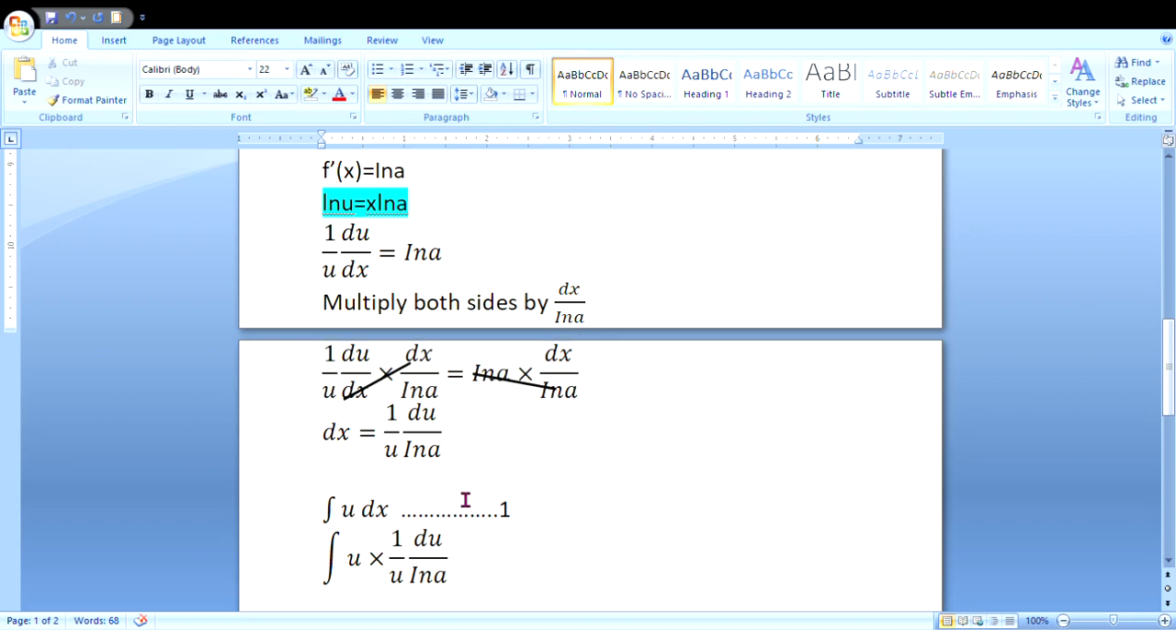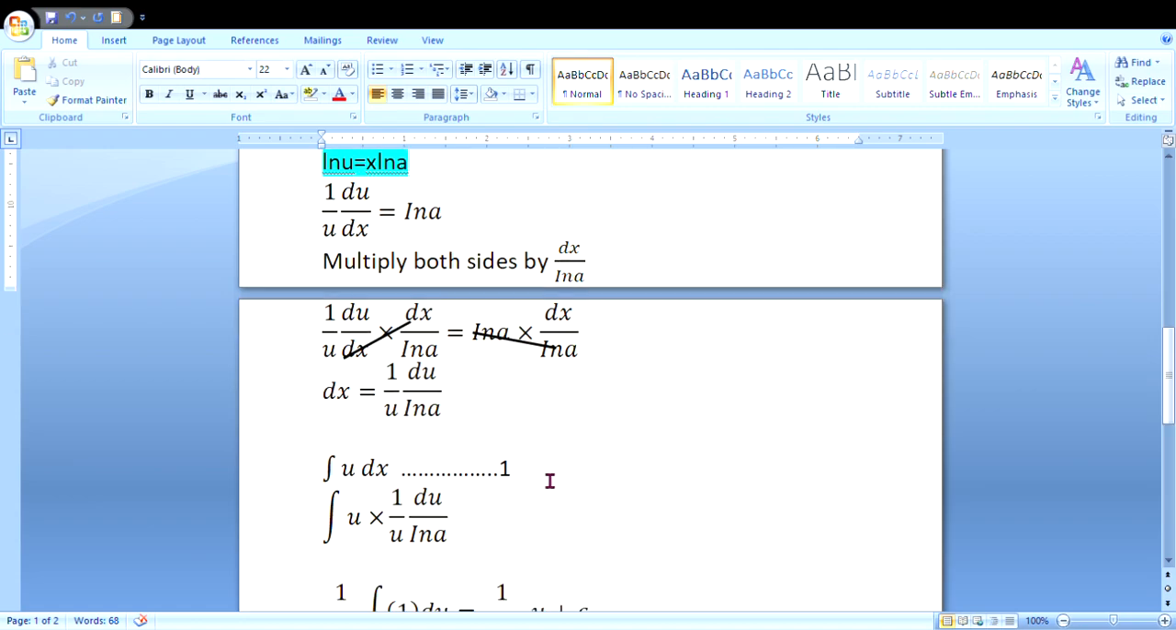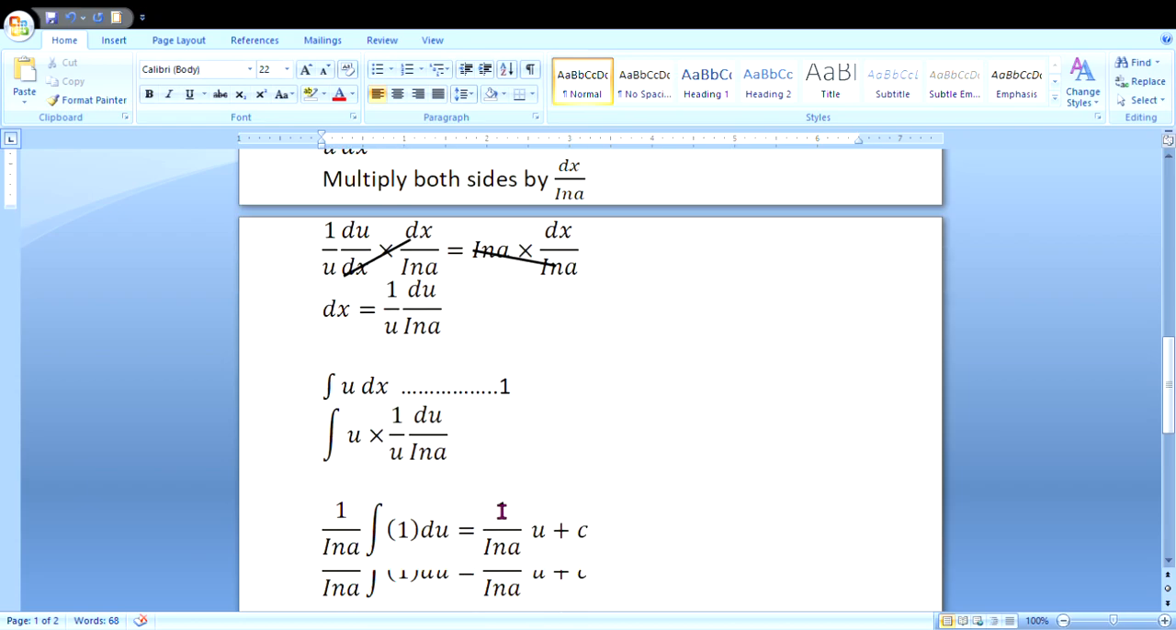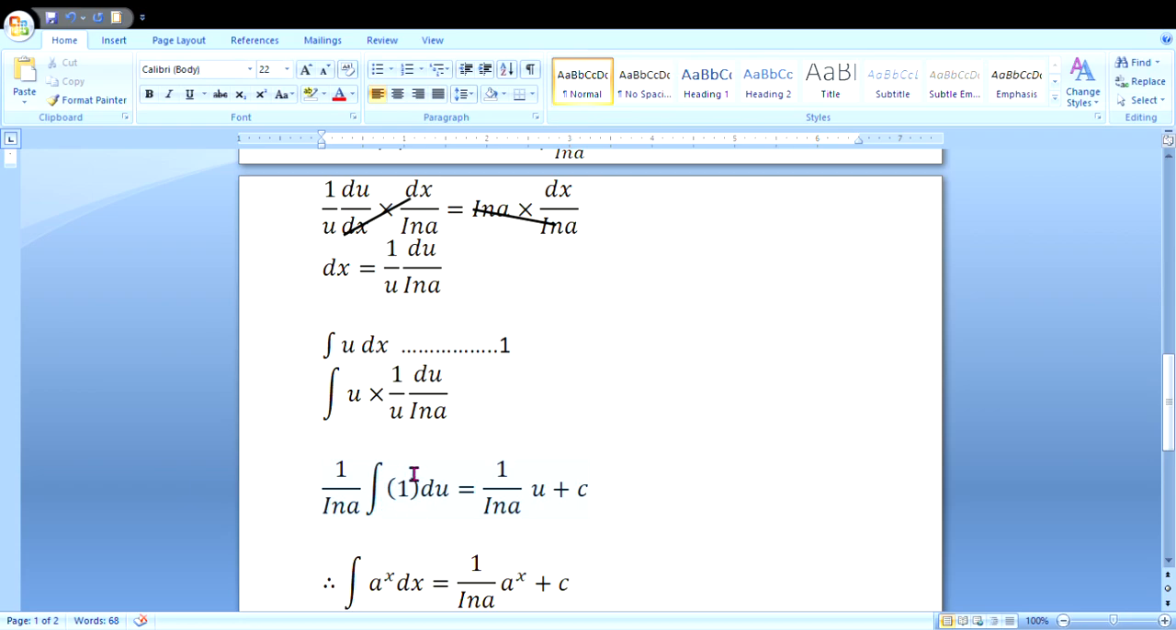Okay, then once that is done, the expression for dx is 1 over u, du over ln a, and we quickly substitute it in our equation 1. So the integral of u dx, in place of dx, we substitute 1 over u times du over ln a, and you see that u cancels u. Looking at the denominator, ln a is a constant, so from the rule of the derivative, once a constant is there, we factor the constant out. So this becomes 1 over ln a integral 1 du.